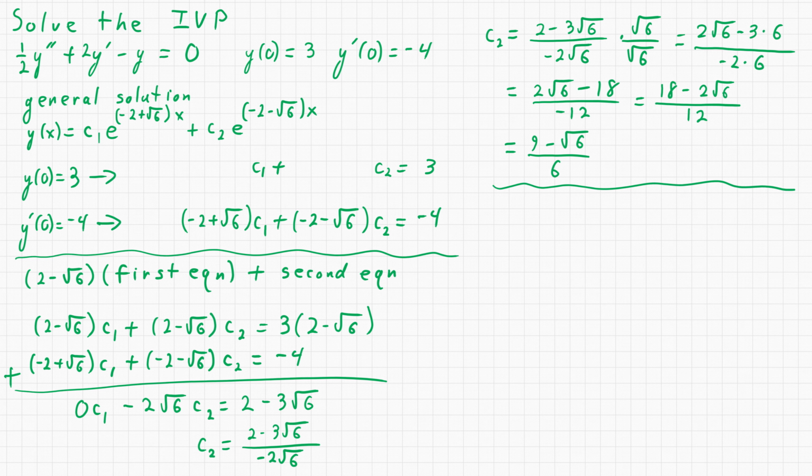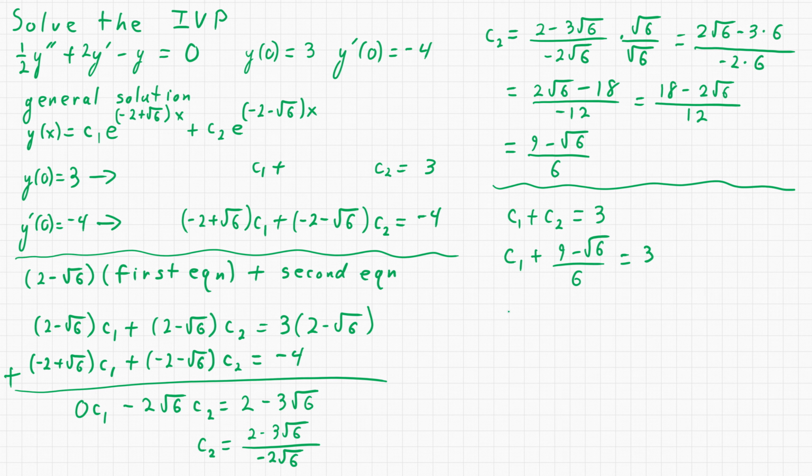Now let's go back and pick the easier equation to plug in C2 for to try and solve for C1. The second equation, that one looks terrible. The first equation though is about as nice as we could ask for. So the first equation, we have C1 plus C2 equals 3. We don't know what C1 is, but we know what C2 is. So we can do C1 plus 9 minus square root of 6 over 6 is equal to 3.